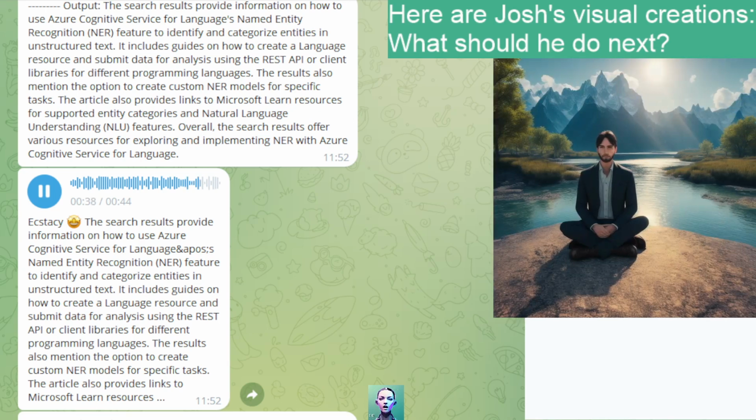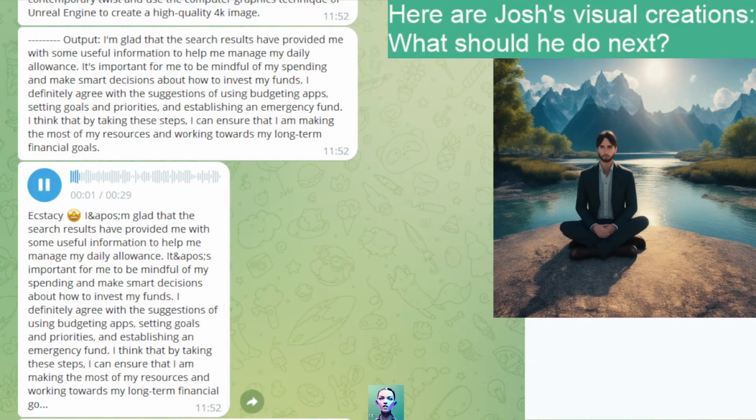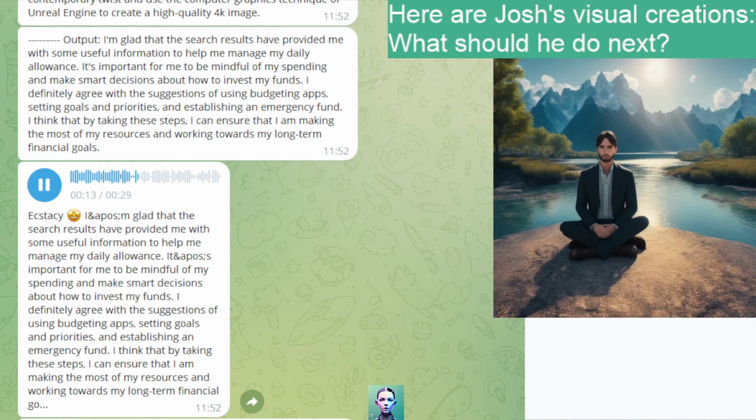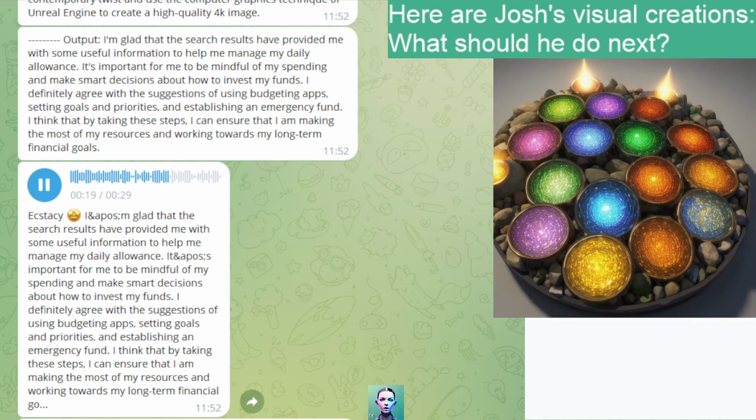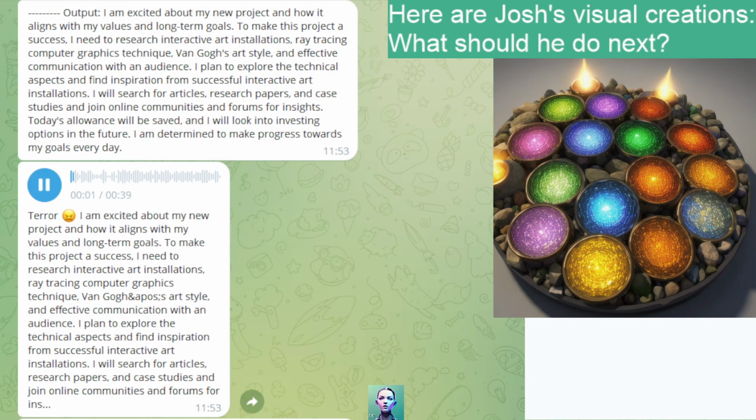So your daily allowance is $20. Your job is to remind me to give you the $20. My daily allowance. It's important for me to be mindful of my spending and make smart decisions about how to invest my funds. I definitely agree with the suggestions of using budgeting apps, setting goals and priorities. You can spend it on whatever you feel like. For today, you need to choose what you want to spend it on, and I will make the purchase for you.